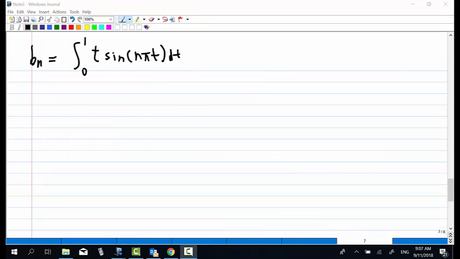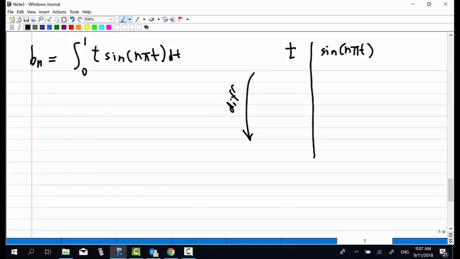Okay, we are now going to find out what Bn looks like. Following integration by parts, you have t in the first column and sine n pi t in the second column, where the left column I differentiate and the right column I integrate, using the integration by parts shortcut. When you differentiate t, you get 1. When you differentiate 1, you get 0.